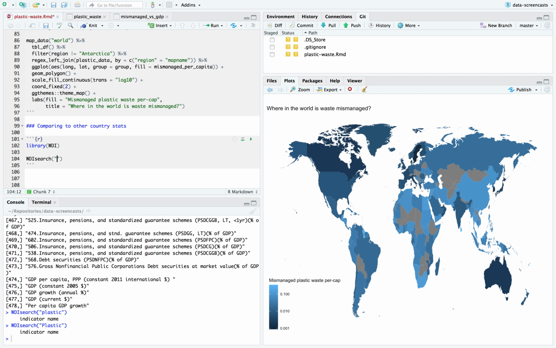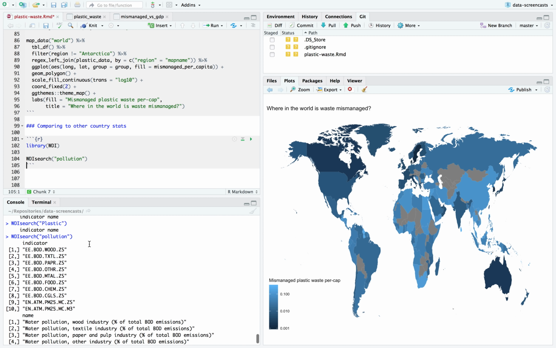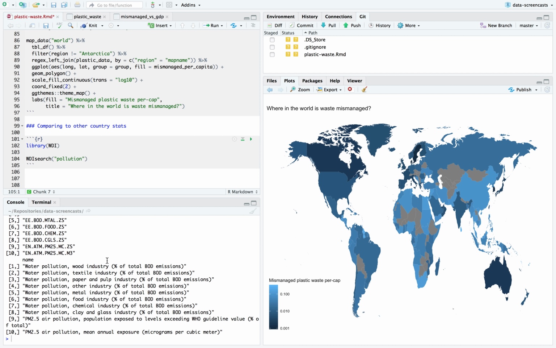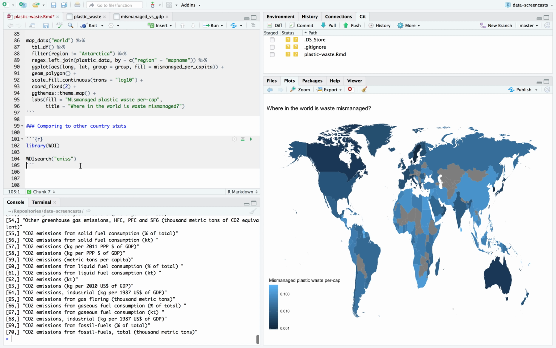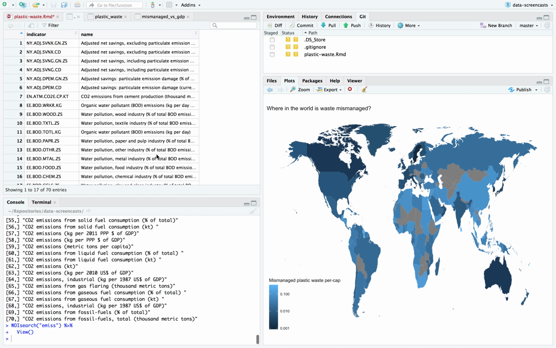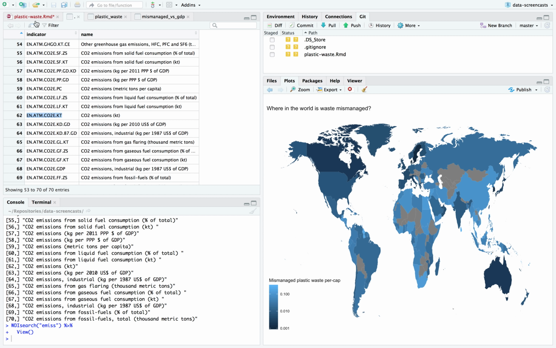I don't have anything on plastic, but let's see pollution. Lots of water pollution by industry. It's going to be missing on almost everything, I guarantee you. CO2 emissions, KT. All right. I want to grab that one out.